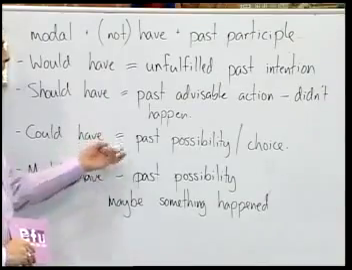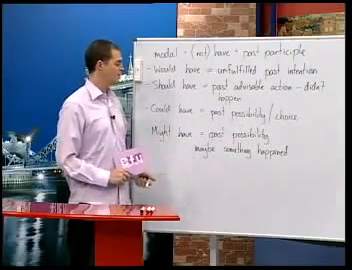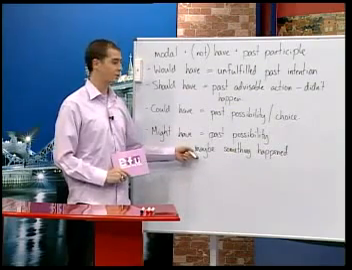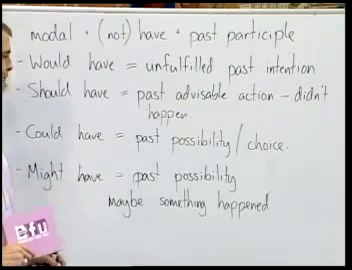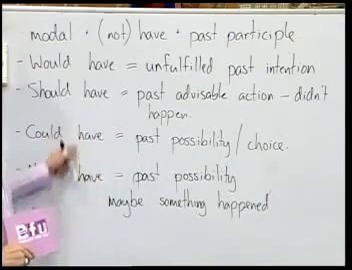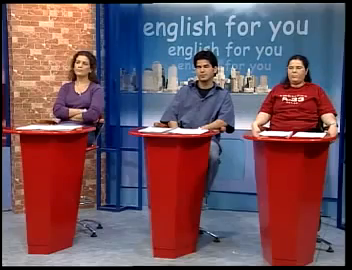Could have, a past possibility or a choice. And might have, past possibility, maybe something happened. You can also use maybe something happened for could have. Okay, these are quite similar, these two. Okay, so now let's practice the last one, might have.